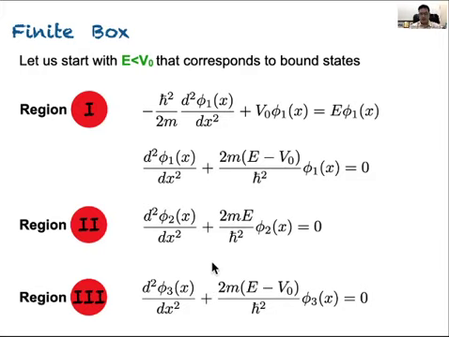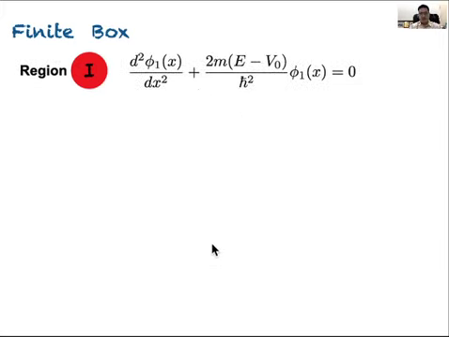Now we have to solve these three equations. For region 1 we have to assume this part is equivalent to lambda square. So let's say this is lambda square, and now what we have considered is that the energy is smaller than V0. So this quantity E minus V0 is going to be negative.